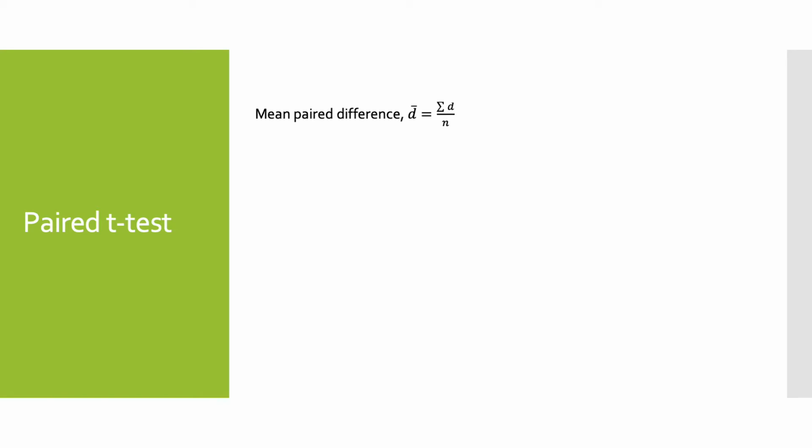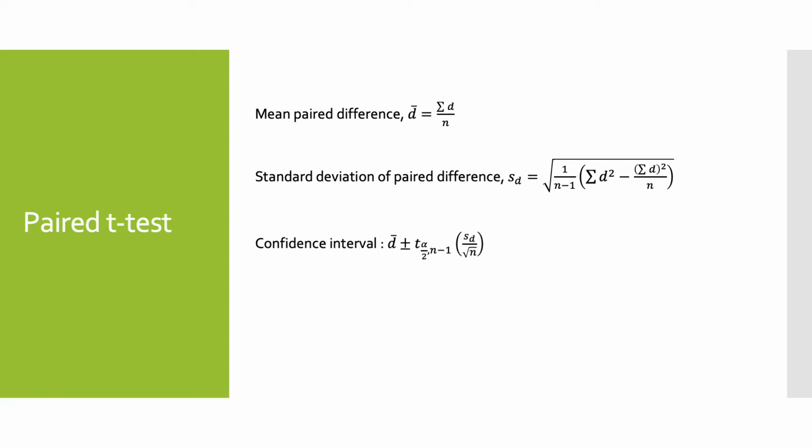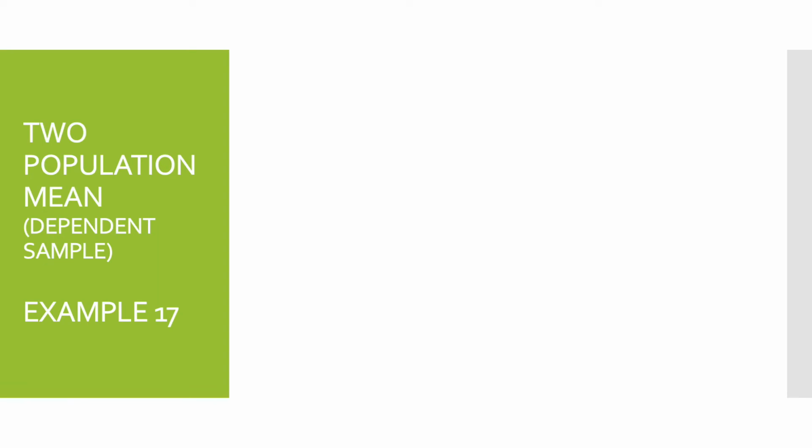find first. You have to calculate the mean paired difference, which is D bar equals to summation of D over N. And then standard deviation of paired difference, SD, equals to square root of 1 over N minus 1 times summation of D square minus summation of D square over N. And then the formula for confidence interval equals to D bar plus minus t alpha over 2, N minus 1, times SD over square root of N. Okay, let's take a look into the example.